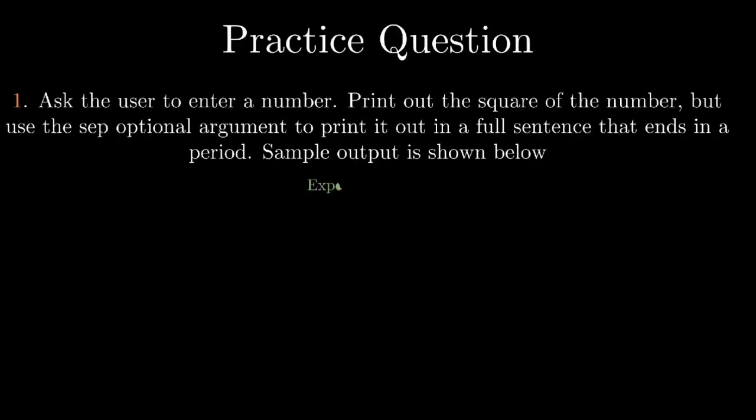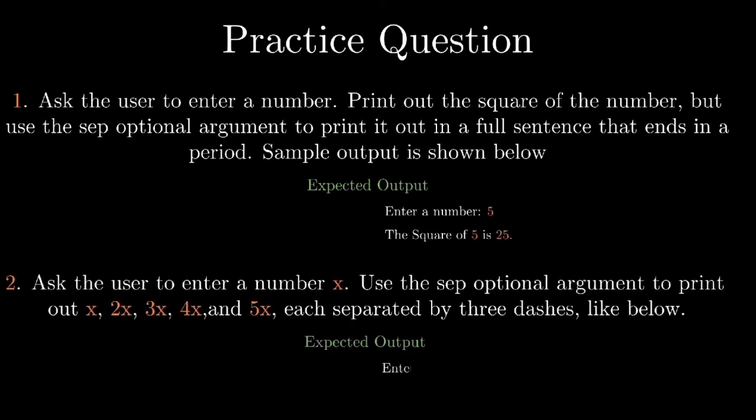As a practice exercise, try out these two questions. You might submit your code in the comment section below. The first one, ask the user to enter a number, print out the square of the number, but use the sep optional argument to print it out in a full sentence that ends in a period. That's a full stop. This is a sample of the output that you should be expecting. So the first line should be a prompt of enter a number, then the square of the number is. The second question, ask the user to enter a number x. Use the sep optional argument to print out x, 2x, 3x, 4x, and 5x, each separated by 3 dashes, like this output below.